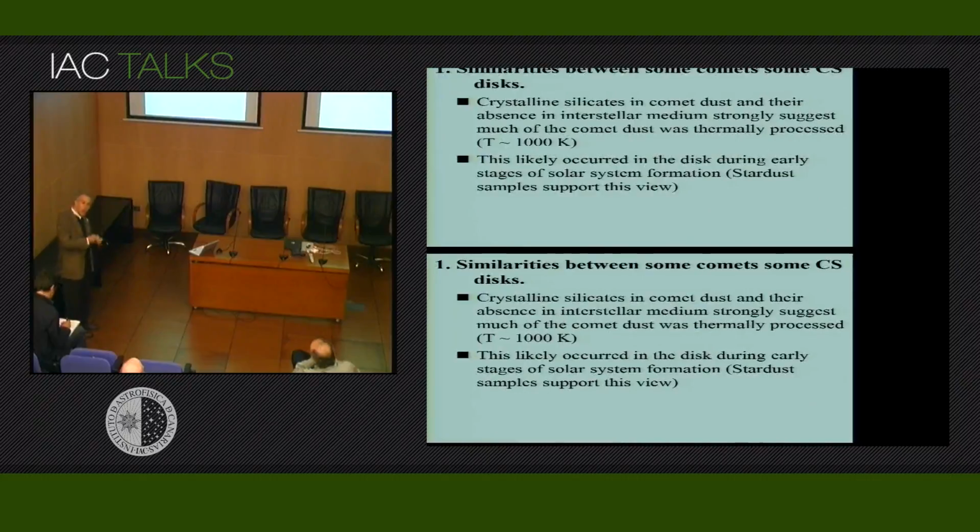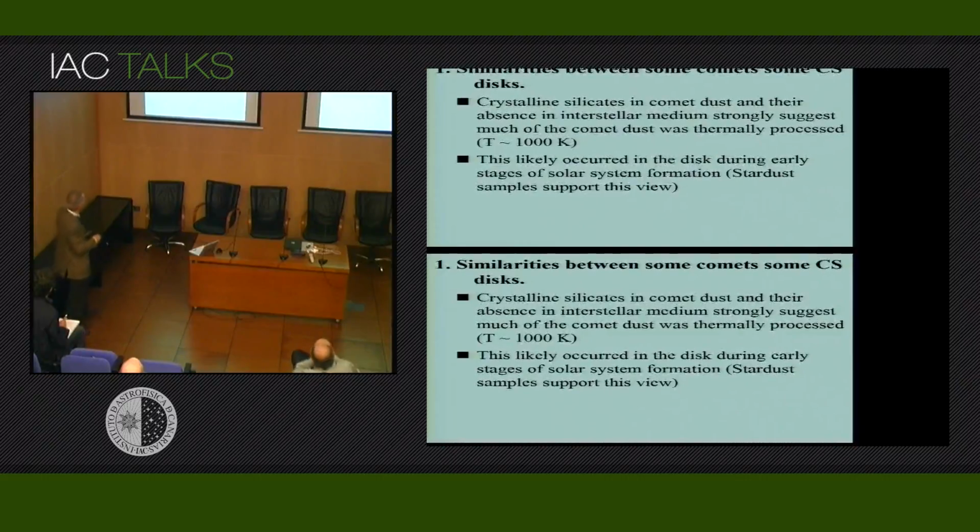So this material has to be crystallized somewhere near the sun and then transported out. So this likely occurred in the disk during the early stages of solar system formation, and the samples from the Stardust spacecraft that are being analyzed, both in terms of crystalline structure, composition, and isotopic composition, support this view. And so comets are diagnostic of disk conditions and of processes.